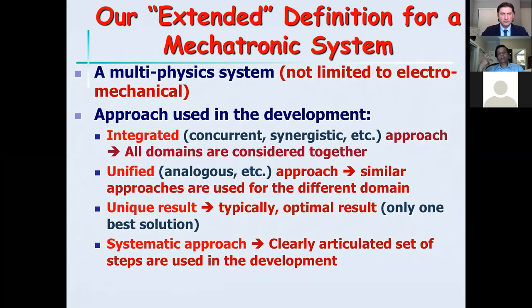Because as I mentioned, many systems include other domains, not just electromechanical domains, what we know as mechatronic systems or products. Integrated, we want to keep that because it's very clear. I'm going to have a slide justifying it further. It's clear that it's better if you consider all the domains together rather than separately or sequentially in the design process. Unified, now that's a tricky term because many students thought unified means the same as integrated, but no.